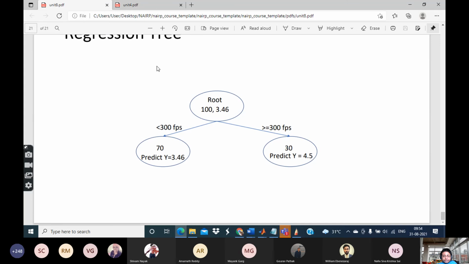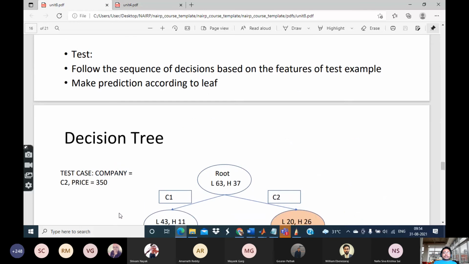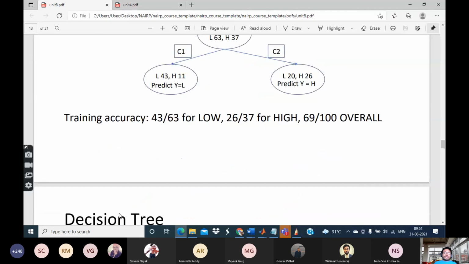Of course, if it is a regression stump, then this is where you will stop. If it is a regression tree, we will split this one further, and we will continue splitting as long as you are getting more and more reduction in variance. This is basically the story of how you do regression with the help of a decision tree.